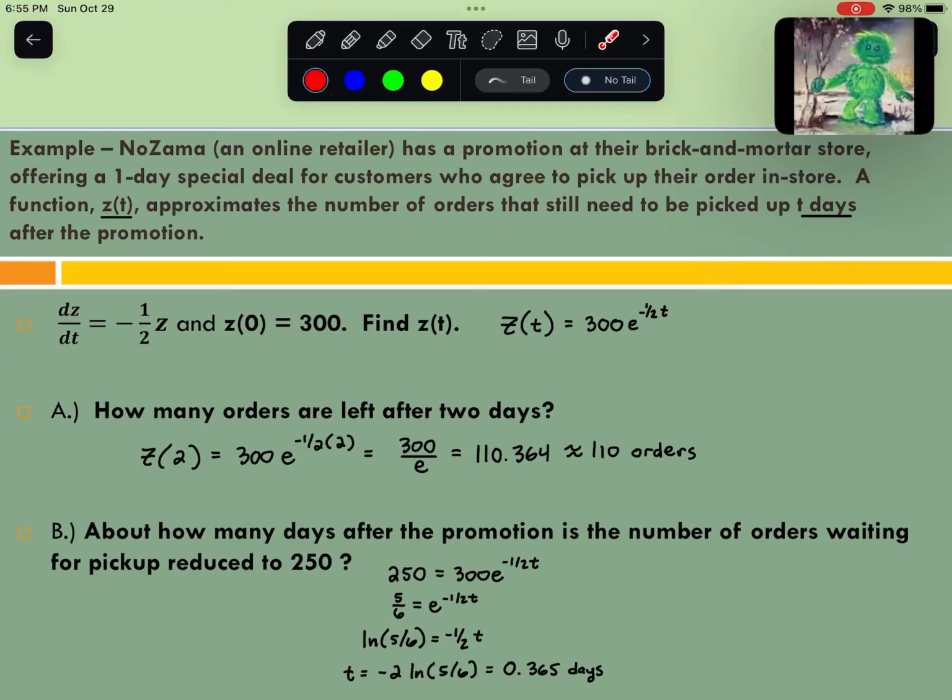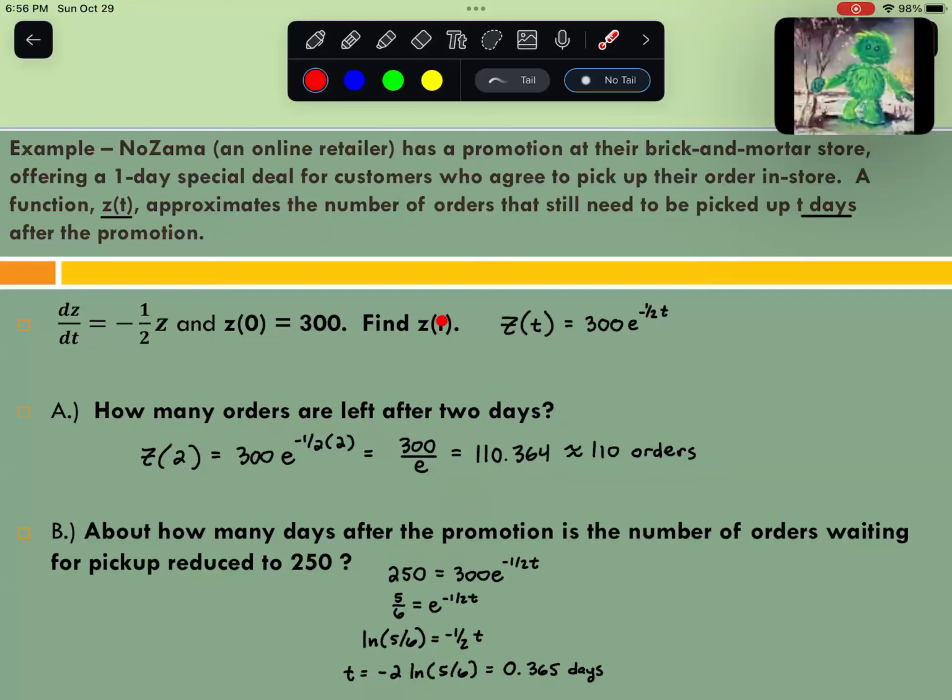First part here: dz/dt equals negative 1/2 z. Notice that this is a z, not a y, z being the dependent variable, as it were. z is the amount function. So this right here is your only tangible clue that we have an exponential model. It wasn't mentioned in the prompt. z of 0 is 300. They're giving us the initial amount.